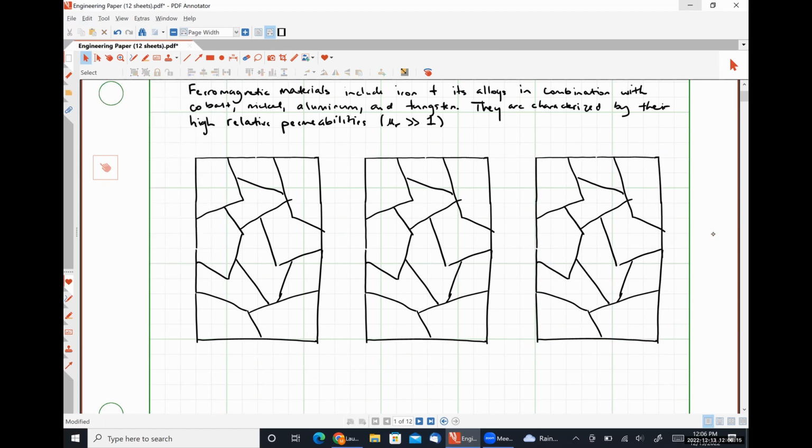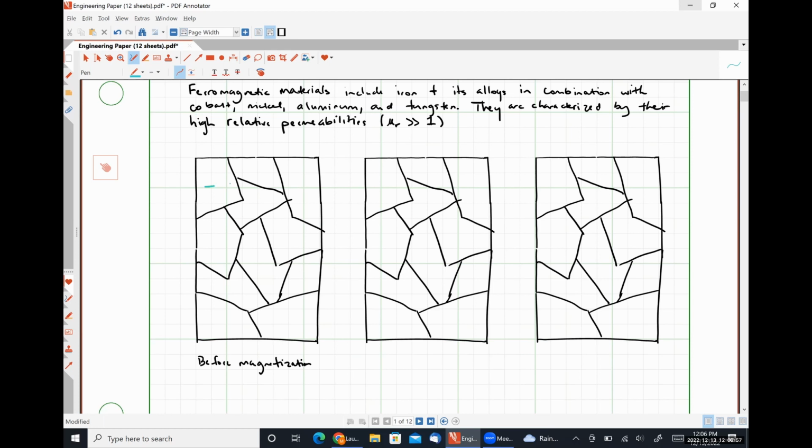All right, so our leftmost picture is going to be before our material is magnetized. I've been using this light blue for my magnetic field lines, so that's what I'm going to continue to illustrate here. So we have these Weiss domains in our material, and each of those Weiss domains has all of their atoms aligned such that there is a net magnetic field in one direction.